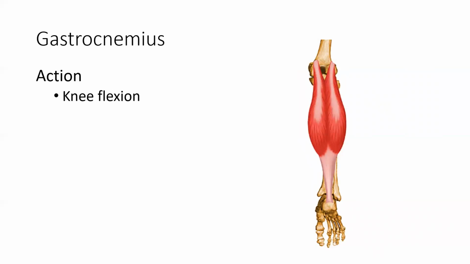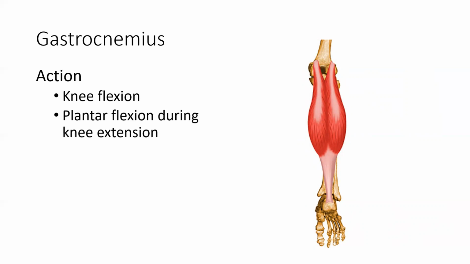The actions here are knee flexion, so gastrocnemius is a synergist for knee flexion, as well as plantar flexion during knee extension. So if the knee is in flexion, the gastrocnemius loses some of its ability to contribute to ankle joint movement because it is shortened by having its origin at the distal femur. But gastrocnemius will be a synergist for knee flexion, and if we are in knee extension, it will be our prime mover for plantar flexion.